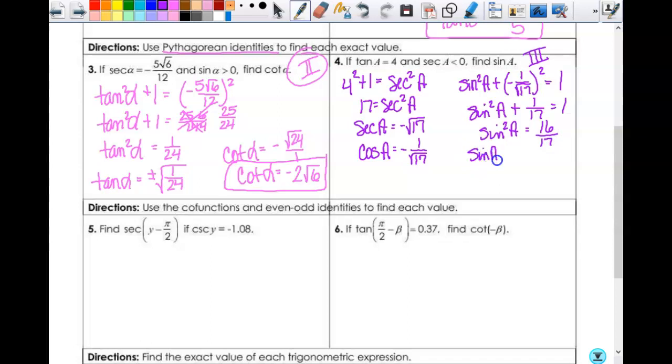Sine A is equal to plus or minus the square root of 16 over 17. And again, I'm in the third quadrant, so I know it's going to be negative. So that's negative 4 over the square root of 17. Then once I rationalize that, I get negative 4 square root of 17 over 17. Are there other ways to work these problems? Yes, but it says use Pythagorean identities.